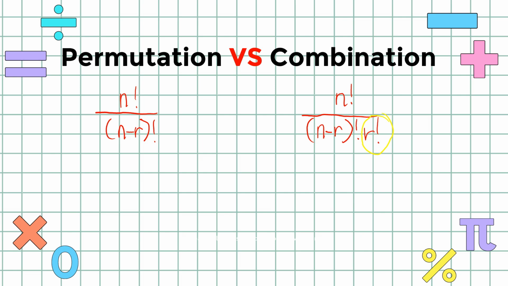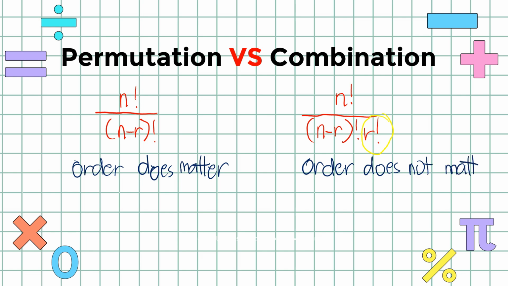Now, in terms of the idea, let me use the term: in permutation, order does matter. In combination, order does not matter. Okay, what do I mean by this? So simply, to easily spot whether a certain problem is about permutation, try to pick a specific example.